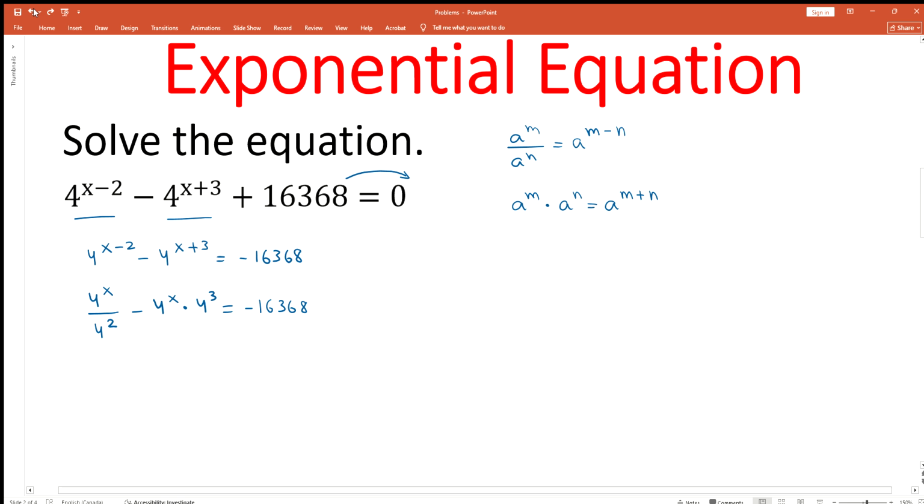Next, we can use common factoring for the terms on the left side of this equation. We can factor out 4^x from both terms. Next, we can evaluate the terms 4^2 and 4^3. 4^2 is 16. 4^3 is 64.